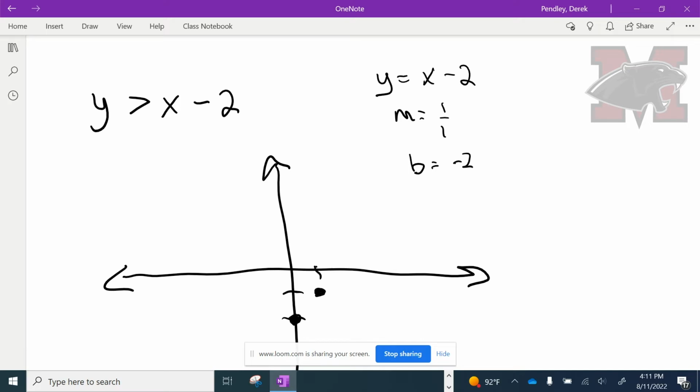And now normally I would connect those dots with a solid line, because what I was trying to find out in the equation is what exactly it would be equal to. But notice I'm not asking what it is equal to here. I want to know when y is greater than x minus 2. So here's the deal. If it says greater than or equal to, or less than or equal to, these are a solid line.